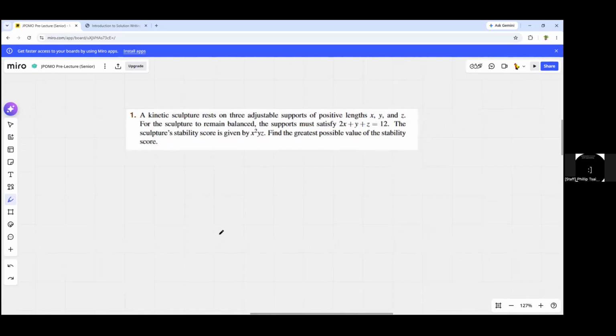So problem number one. A kinetic sculpture rests on three adjustable supports of positive lengths x, y, and z. For the sculpture to remain balanced, the supports must satisfy 2x plus y plus z equals 12. The sculpture stability score is given by x squared yz. Find the greatest possible value of the stability score.